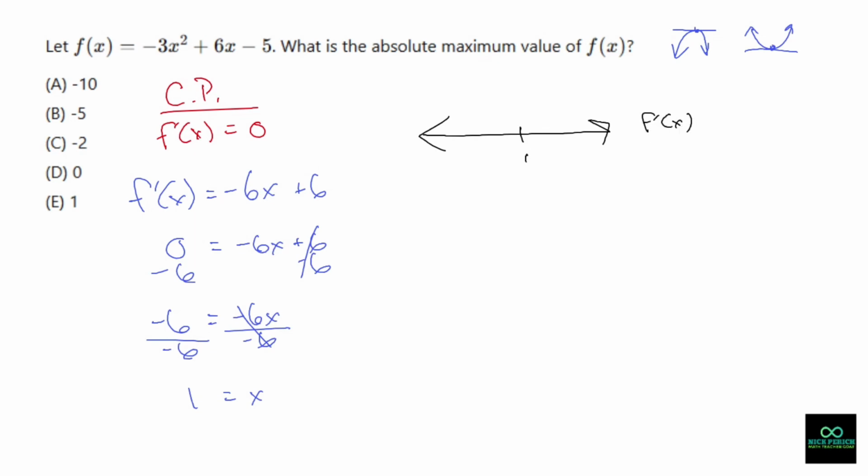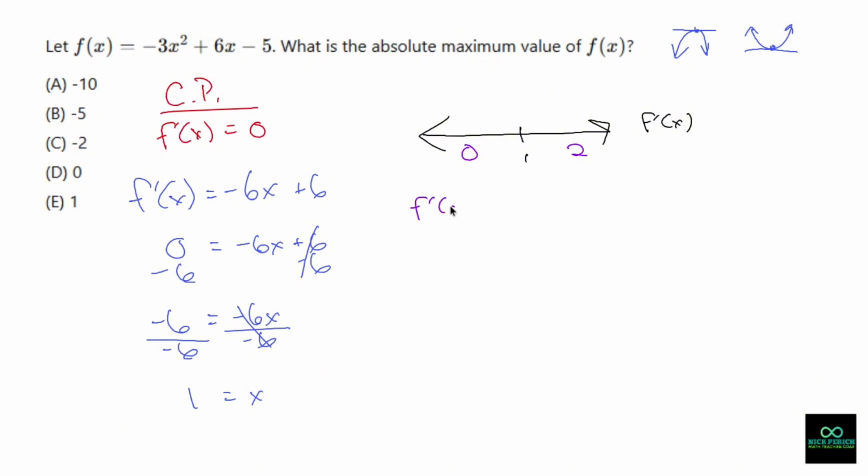Since I only have one critical point, I have an interval of negative infinity all the way up until 1, and then from 1 all the way up until infinity. So I'm going to take a number like 0 and plug it into f prime of x and see if I get a positive or negative number. If it's positive, that means my function f of x is increasing. If it's negative, that means my function f of x is decreasing. I'll also plug in 2, because that's some number in the interval from 1 to infinity.